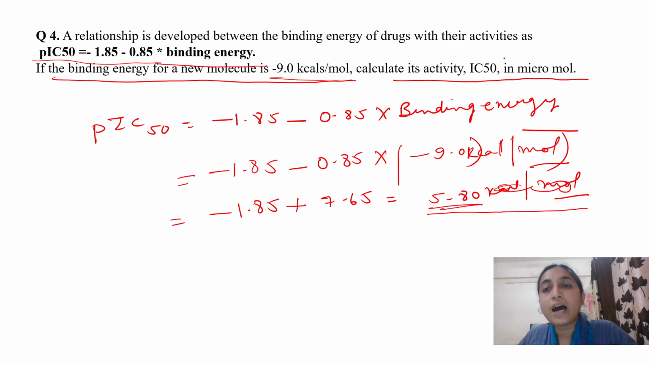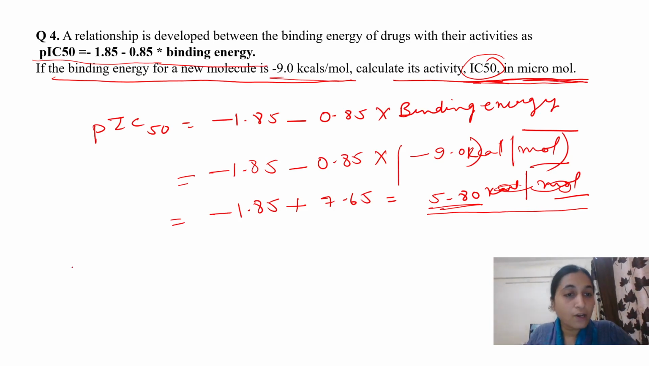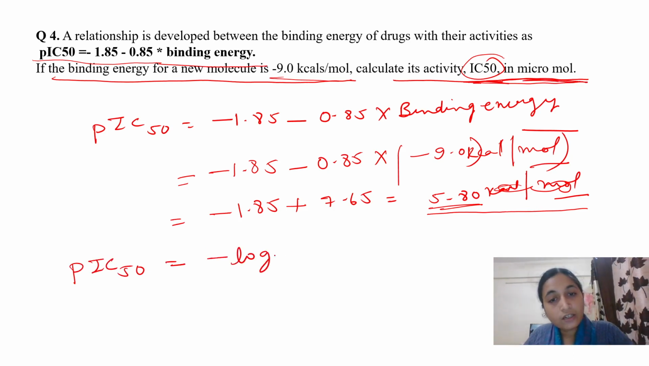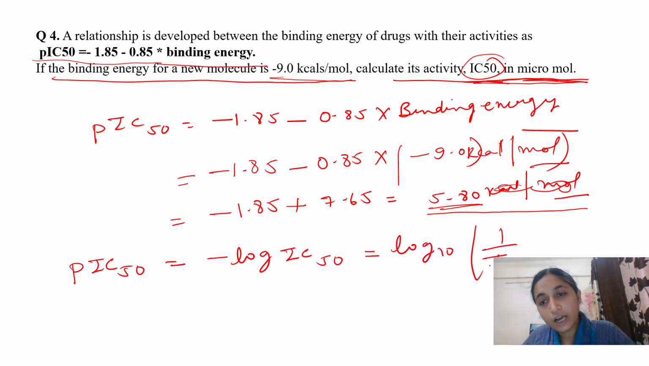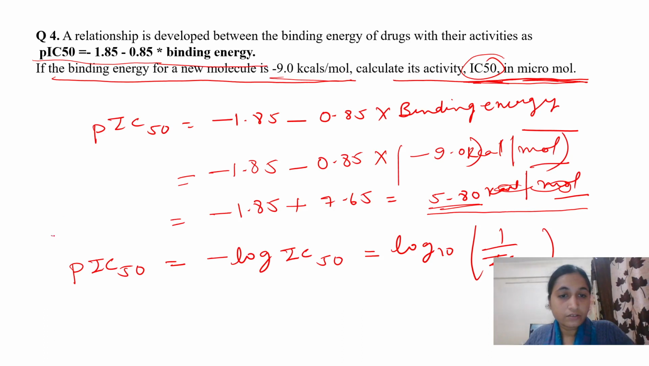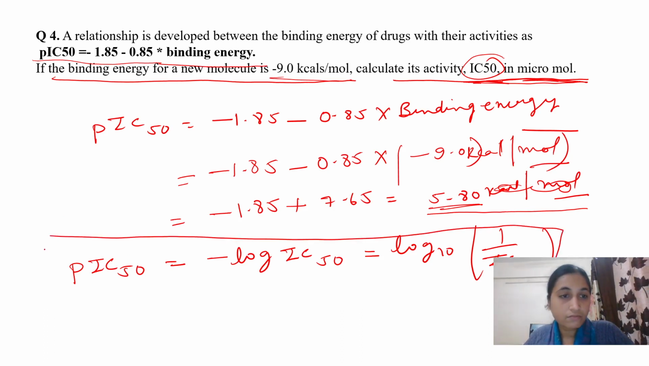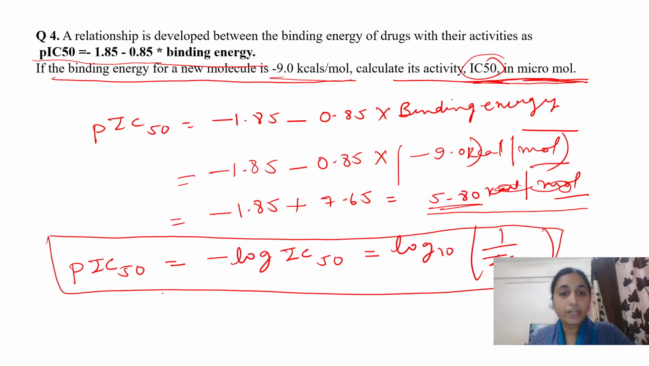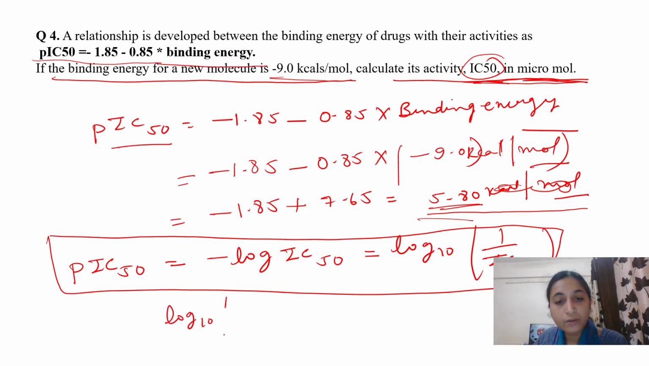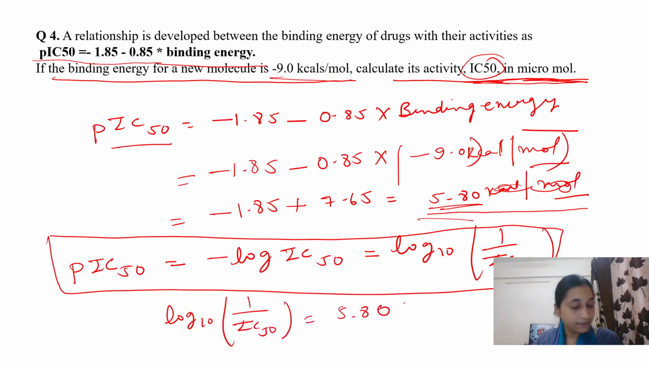But in this question, they have asked us to calculate the IC50 value, and that too in micromole. So the formula here is pIC50 equals minus log IC50, which equals log base 10 of 1 upon IC50. Here pIC50 came as 5.80. We can write it like this also: log 10 of 1 upon IC50 equals 5.80, right?